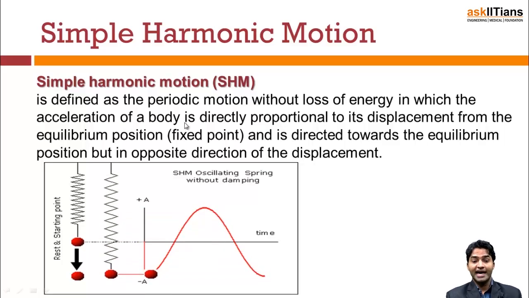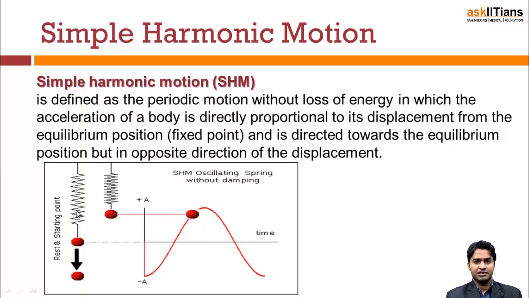Now, in SHM the acceleration of a body is directly proportional to the displacement from the mean position and is directed towards the equilibrium. That's why we are getting a is directly proportional to negative of x. We can say the initial condition of a spring at the mean position is at rest. Due to weight mg acting downward, weight being just a force due to gravitation, it is equal to the restoring spring force, that is kx at equilibrium.